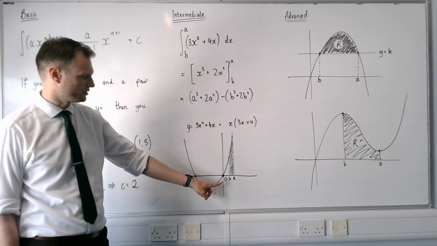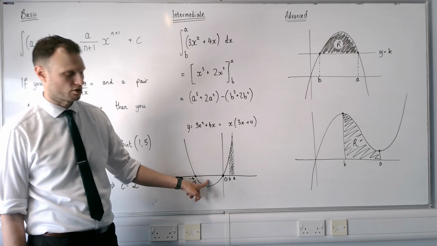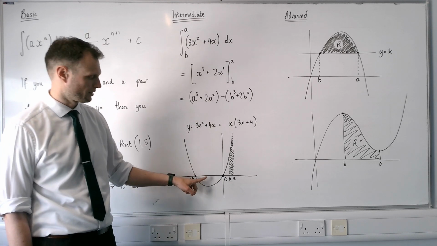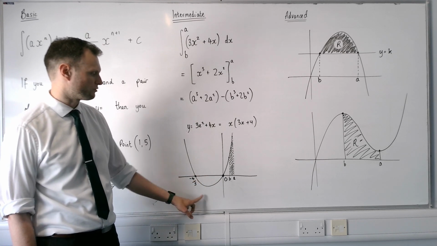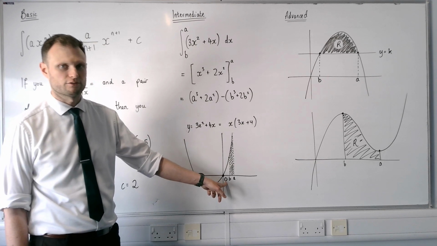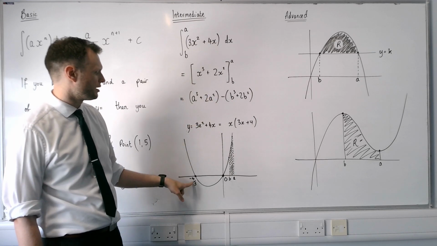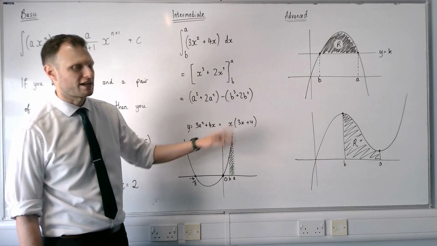If you wanted to find this area, which is quite common, finding the area bounded by the curve and the x-axis, you'd use this as your value of b, 0 as your value of a. So you put in 0 into that, you'd get 0. You put minus 4 over 3 into that, take that away.